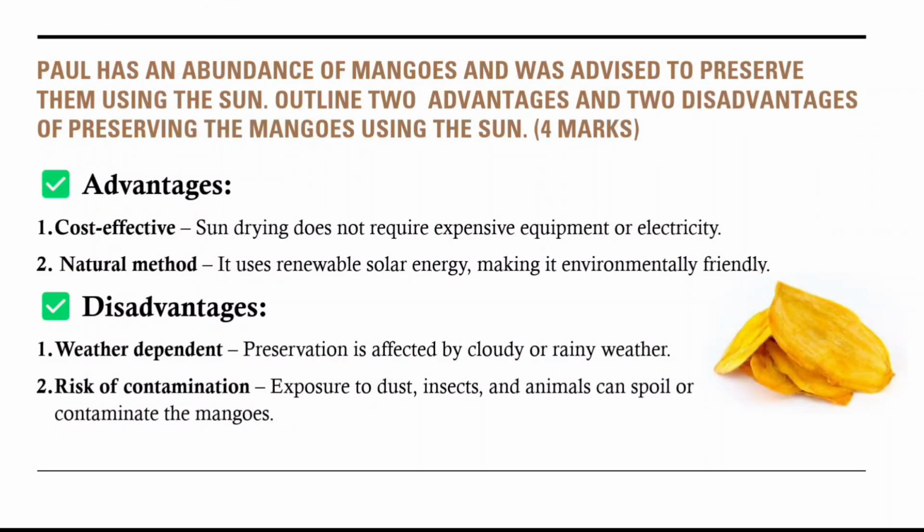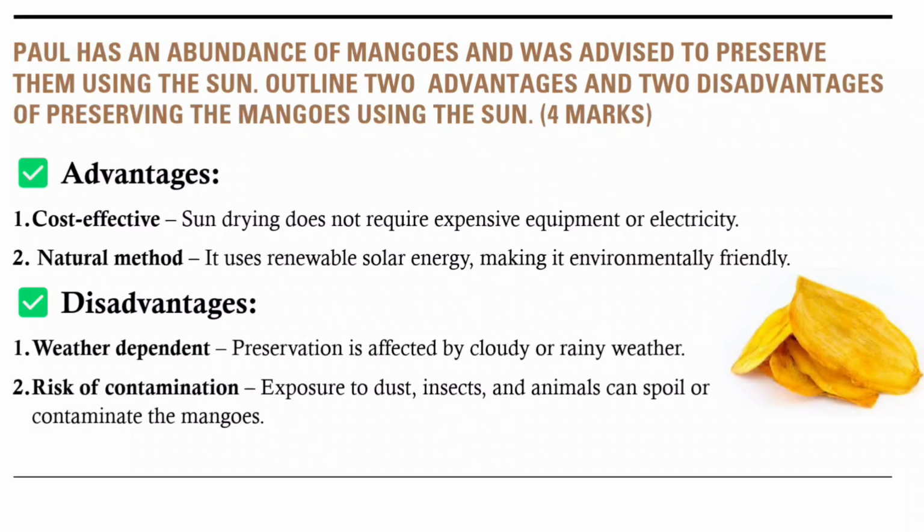All right, next part. Paul has an abundance of mangoes and was advised to preserve them using the sun. Outline 2 advantages and 2 disadvantages of preserving the mangoes using the sun. And this question is worth 4 marks. Now, as it relates to the advantages, 1. Cost effective. Sun drying does not require expensive equipment or electricity. Another advantage is a natural method. It uses renewable solar energy, making it environmentally friendly.